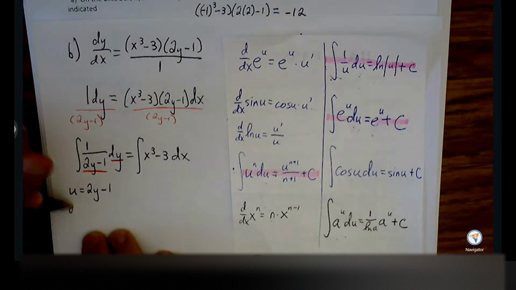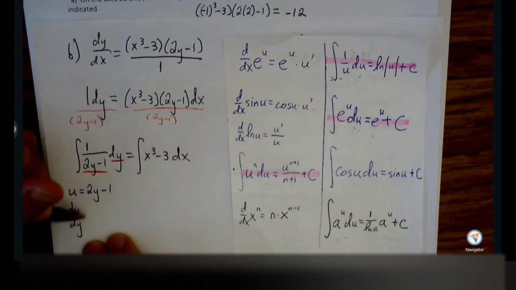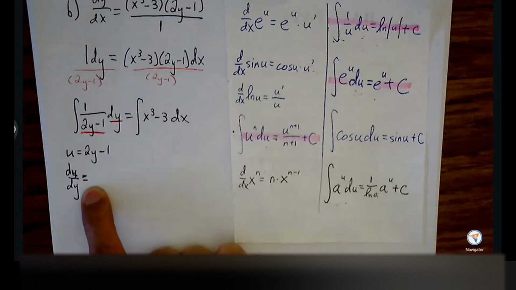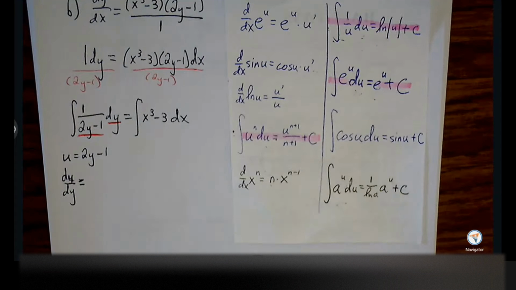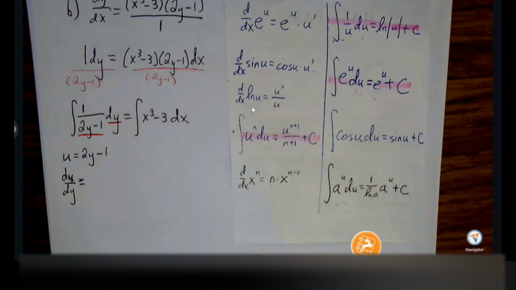Okay, we find the derivative, du over dy. Okay, Utsav, can you try this here? What's the derivative of 2y minus 1? Any ideas? Okay, so just do power rule, right? So 2y minus 1 just becomes 2, and negative 1 goes to 0. So just 2.